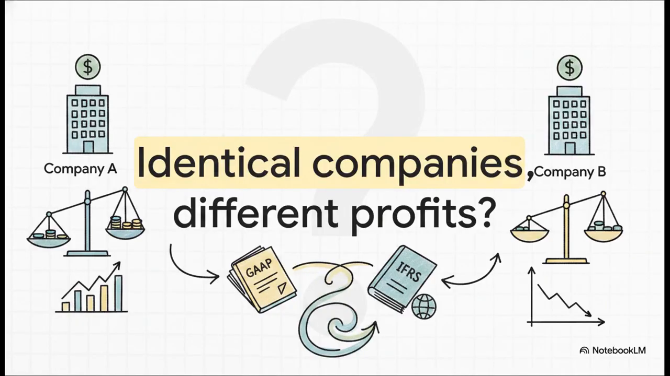I want you to picture two completely identical companies. I mean, they sell the exact same products, they have the exact same overhead, and they operate in the exact same economic environment. Yet, at the end of the year, you look at their balance sheets and income statements, and they look completely different. One is reporting massive asset wealth, the other isn't. One shows way higher profits, the other is much lower. How is that even possible? Well, it comes down entirely to the accounting rulebook they're forced to use. It's not magic, it's methodology.